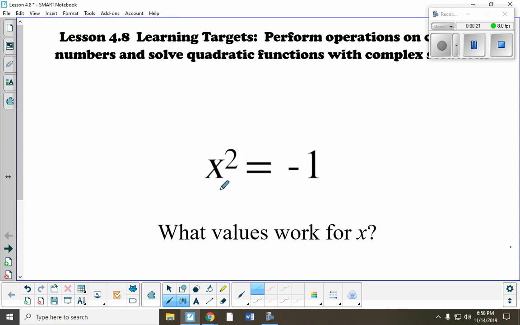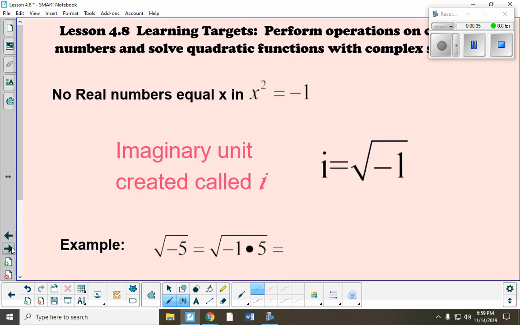Well, if you substituted in 1, well, 1 squared gives you a +1, so that wouldn't work. If you substitute in -1 and you square that, well, that also gives you a +1. So what we find is that there are no real numbers that we can substitute in for x that when we square it would give us a -1. So mathematicians have created an imaginary unit called i. So i is equal to the square root of -1.